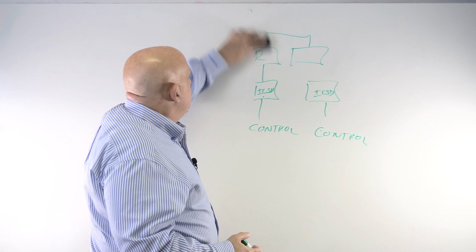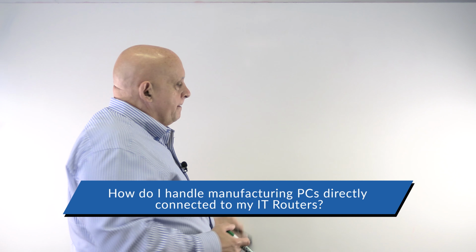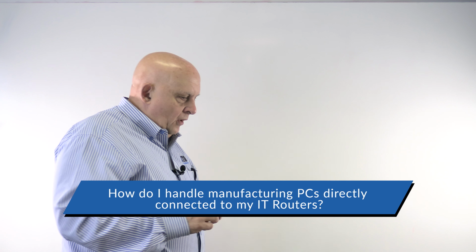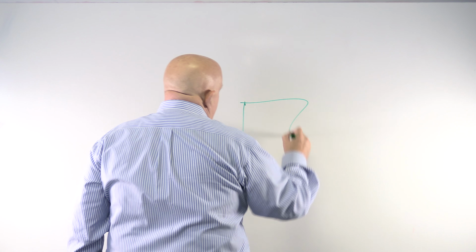What's the next question, Rob? I see connecting manufacturing PCs directly to my IT routers as a problem. IT will update them and reboot them at random times. How do I handle that? Okay, so we're talking about PCs on the factory floor. So we're talking about Windows PCs.